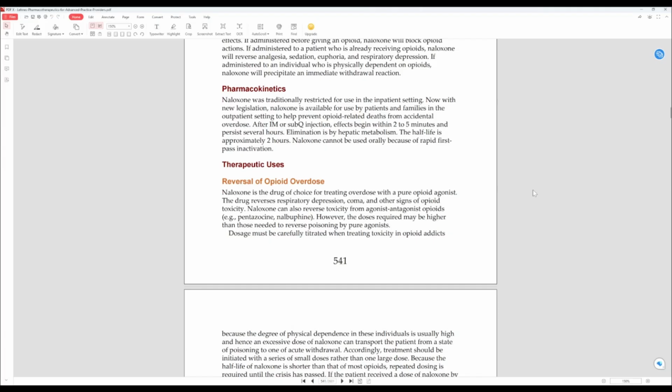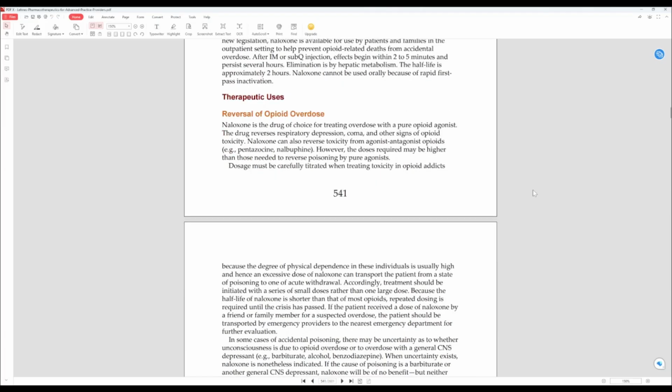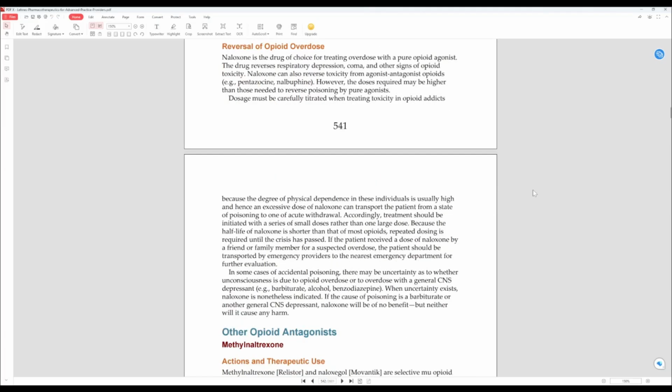Elimination is via hepatic metabolism, and the half-life is about 2 hours. Narcan cannot be used orally because of rapid first-pass inactivation. So, its therapeutic use: Narcan is the drug of choice for treating overdose with a pure opioid agonist. The drug reverses respiratory depression, coma, and other signs of opioid toxicity. It can also reverse toxicity from agonist-antagonist opioids.